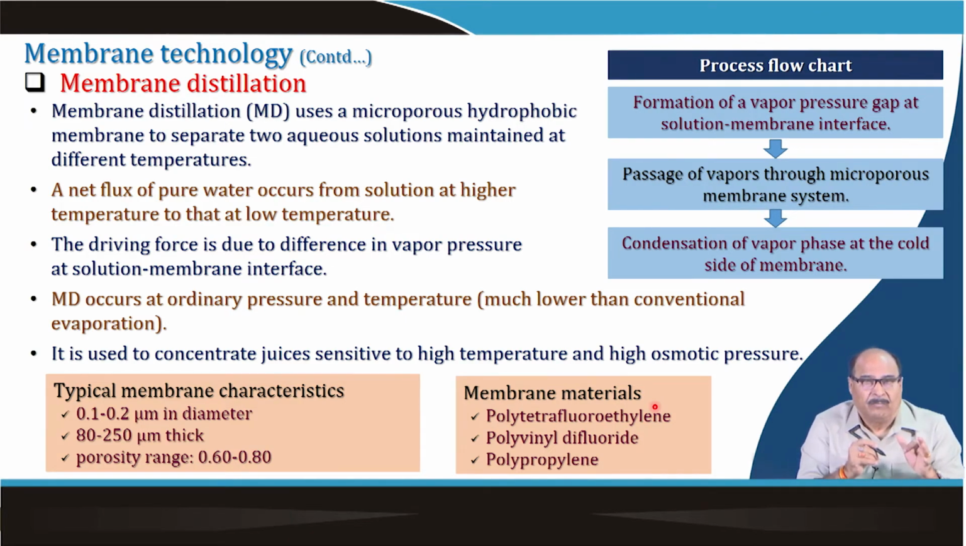So, typical membrane characteristics may be 0.1 to 0.2 micron pore diameter, 80 to 250 micron thickness, and the porosity may range from 0.6 to 0.8. The membrane materials may be polyethylene or polyvinyl difluoride or polypropylene and so on.